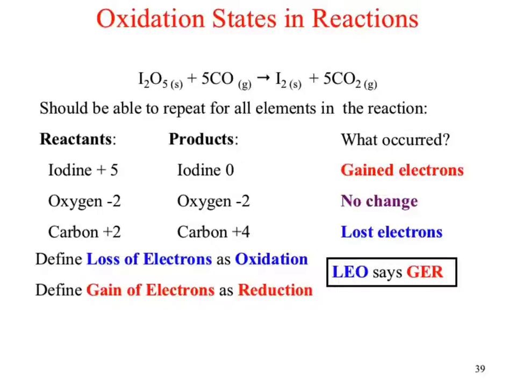Carbon. What happened to carbon in the course of this reaction? Lost 2 electrons. Yes, look at the reaction, just the reaction itself. What happened to carbon? Left side versus the right side, what changed? Nothing changed the carbon?